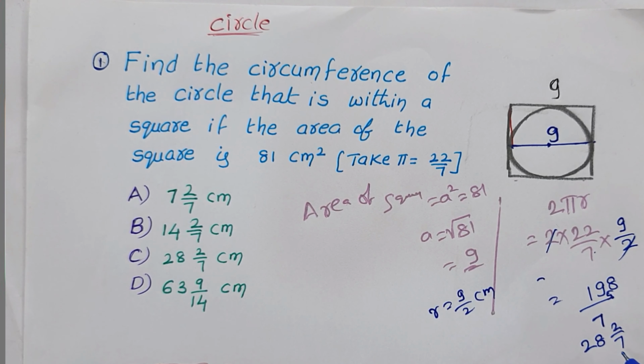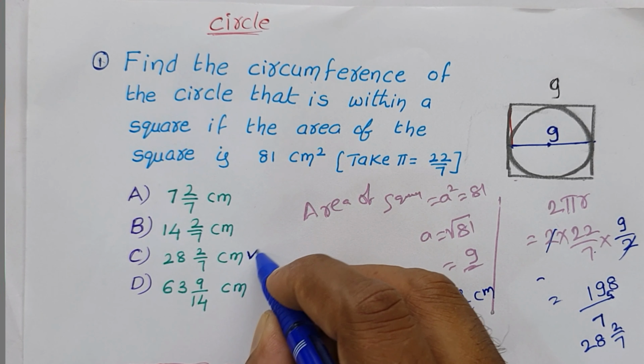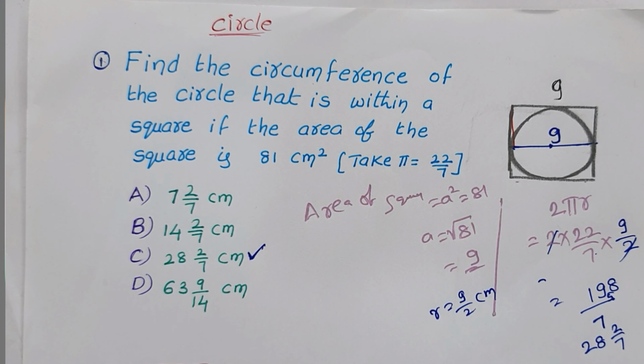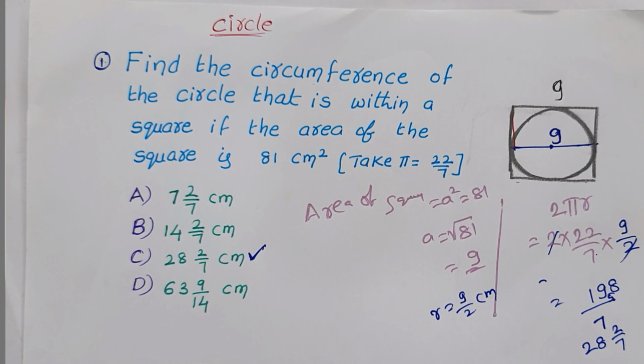So 28 2/7. The option C is the correct option. So the circumference of the circle is equal to 28 2/7 centimeters.